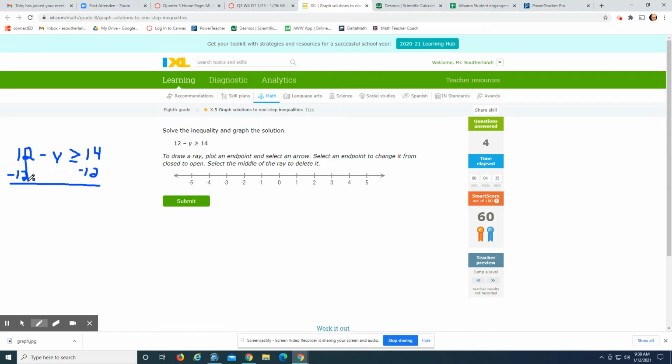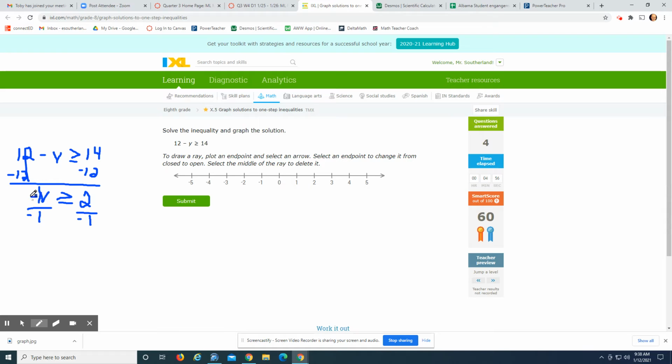Now, those 12s cancel. The negative v, or minus v, drops down. The symbol stays the same. 14 minus 12 is 2. Now keep in mind this is a 1, and so I want to divide by a negative 1 because I just want it to be v.